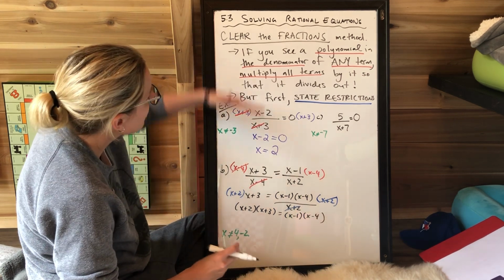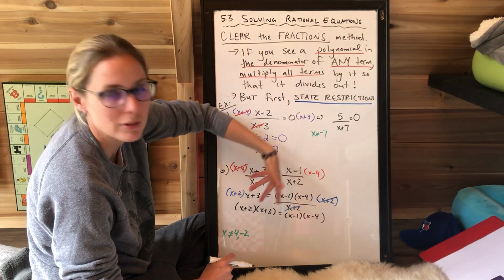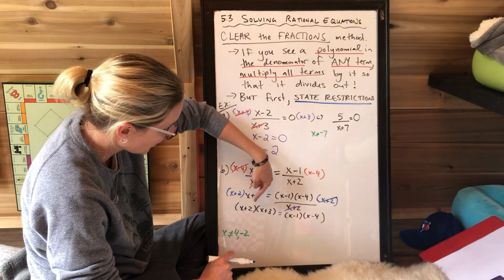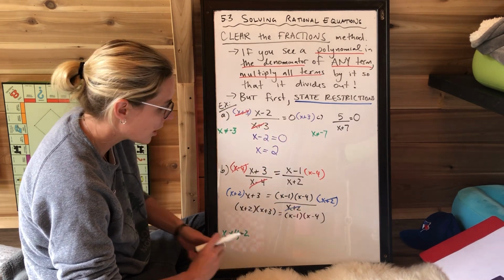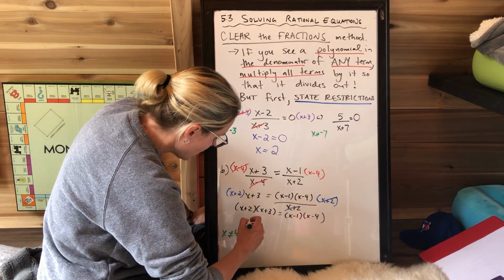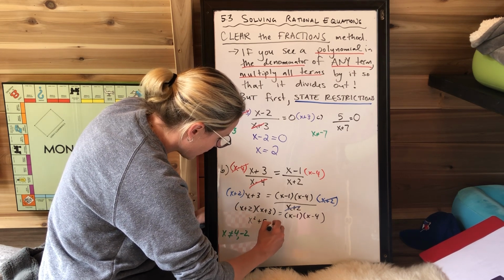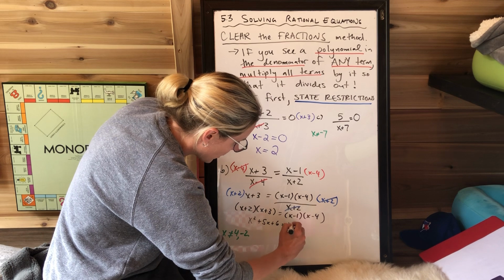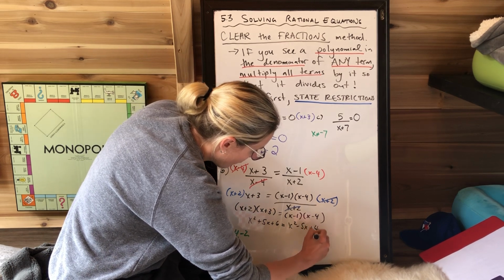So you have done the goal. You've cleared the fractions. Now it's just a matter of distributing that out. This is a binomial by binomial, so you'd be using the FOIL method, gathering like terms and solving. So I'll just do it quickly. x squared plus 5x plus 6. This side, x squared minus 5x plus 4.